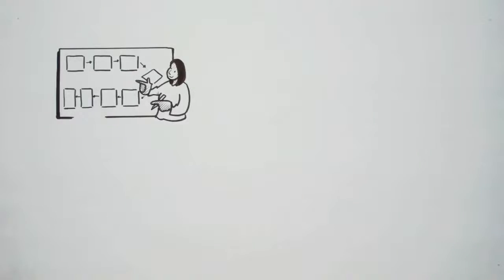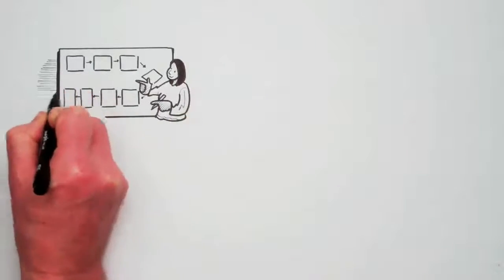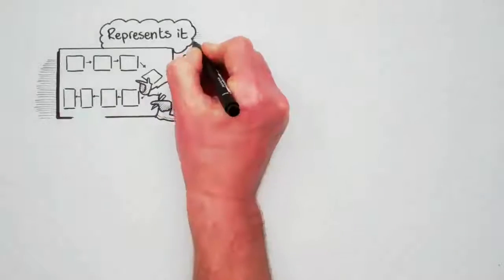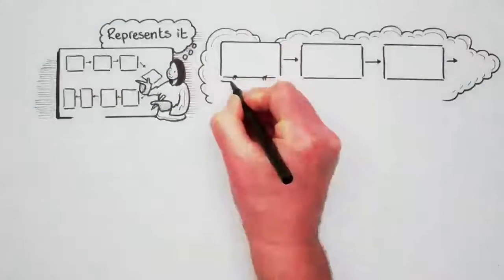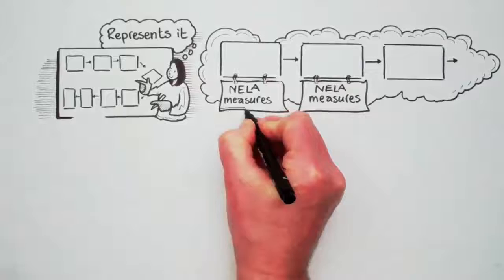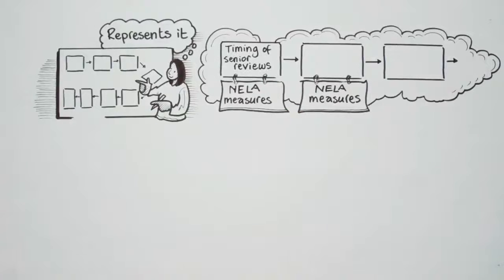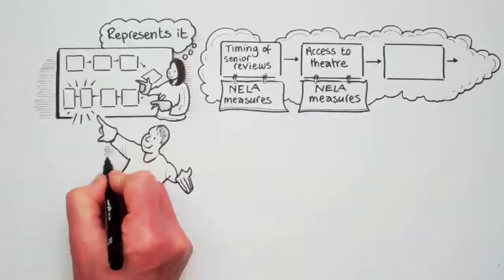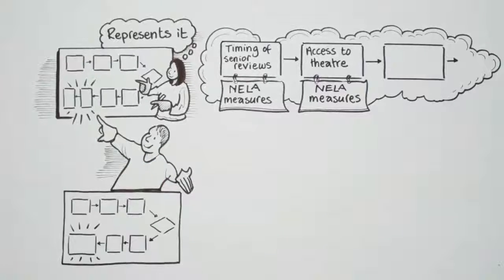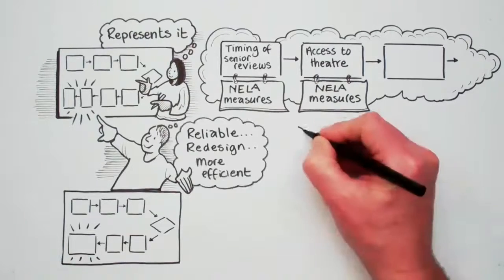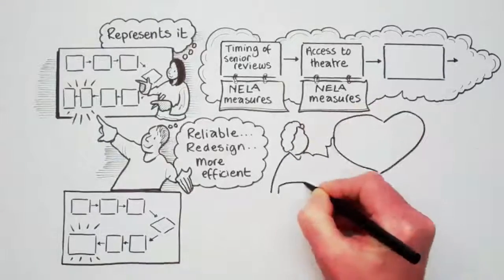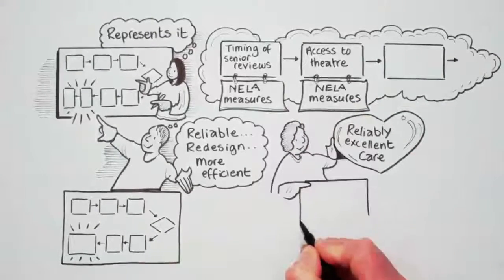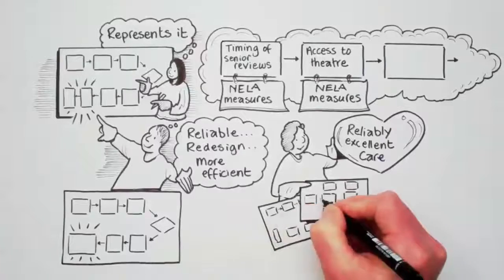After drawing your process map, it's helpful to observe the process a few times and make sure the map accurately represents it. You should also think about which steps in the pathway have NELA measures attached, for example, timing of senior reviews or access to theatre. Then you can look for specific areas where you can improve the pathway by making it more reliable, or redesigning it to eliminate steps that don't add any value to patient care, or making the current pathway more efficient to reduce delays.